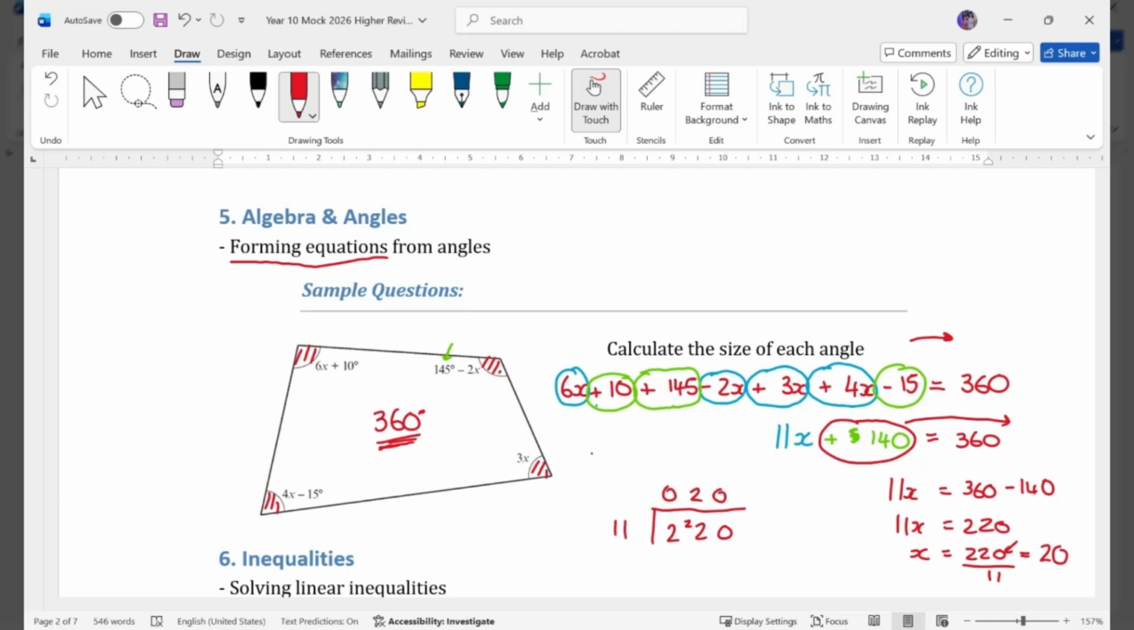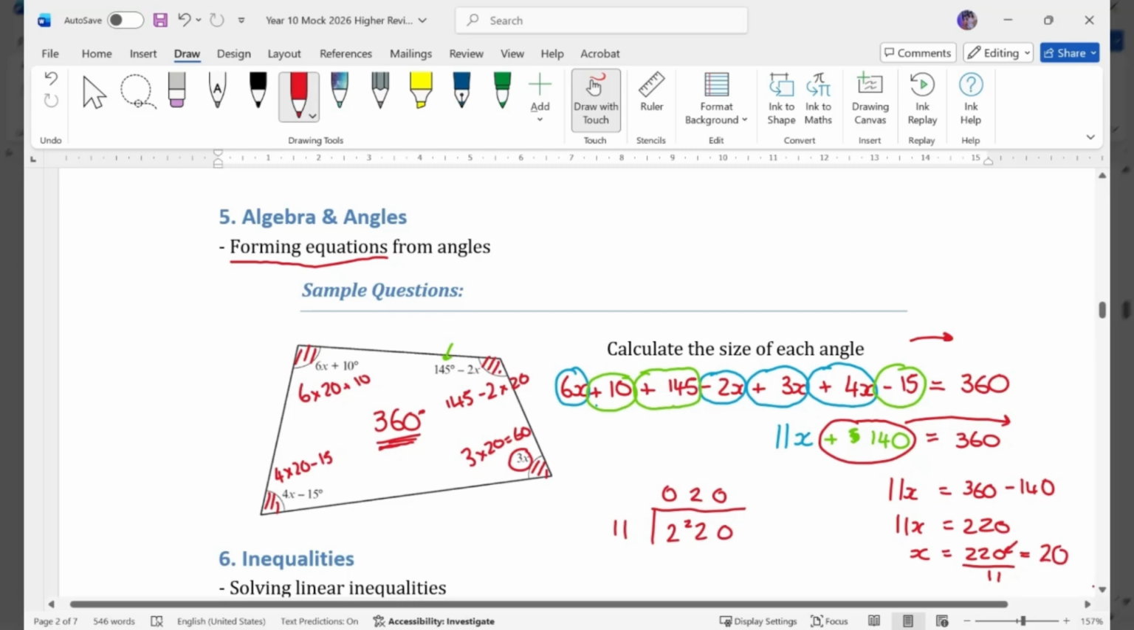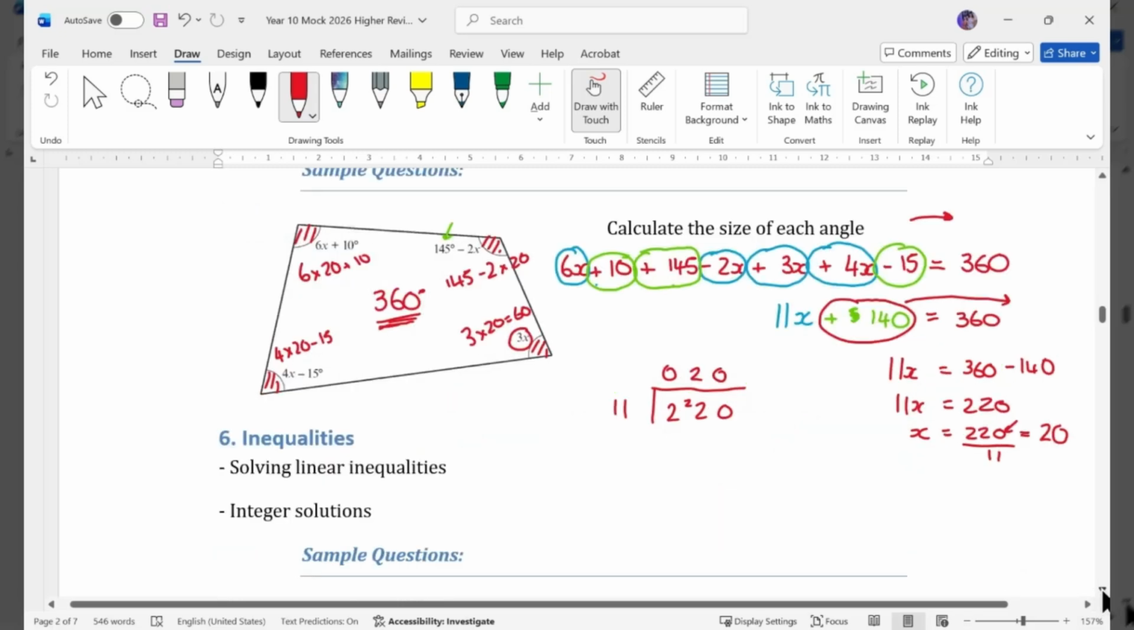Now, I don't know if it'll ask you for this. It does. It says calculate the size of each angle. Now that x is 20, this angle here is 3 lots of x, or 3 times 20. This is 4 lots of x, take away 15, work that out. This is 6 lots of x plus 10, work that out. And this is 145, take away 2 lots of x, and work that out. So you can work out your angles that way.